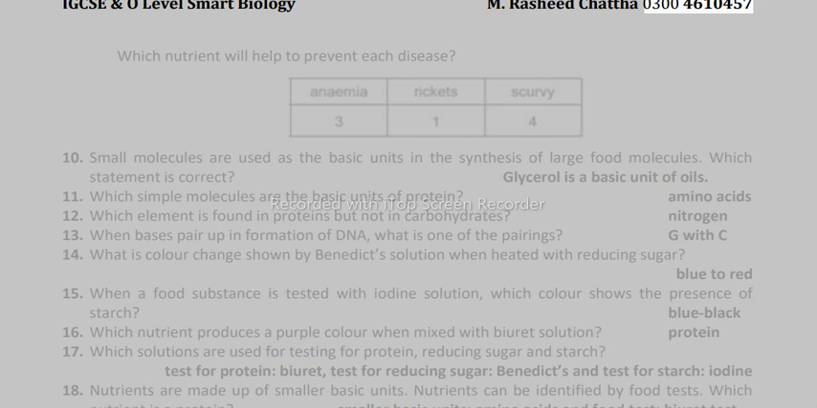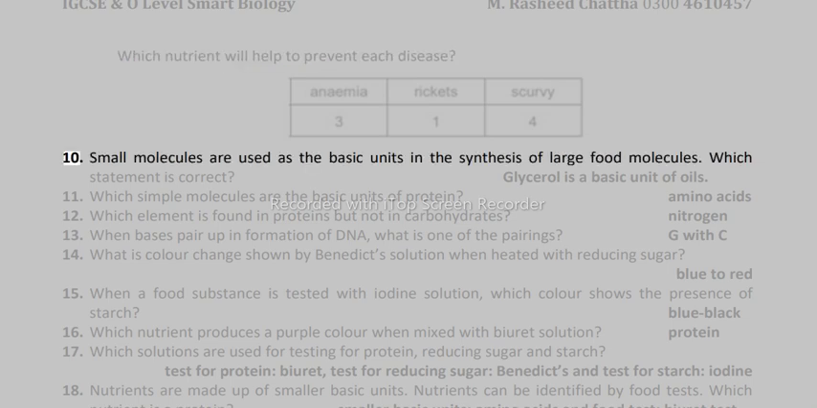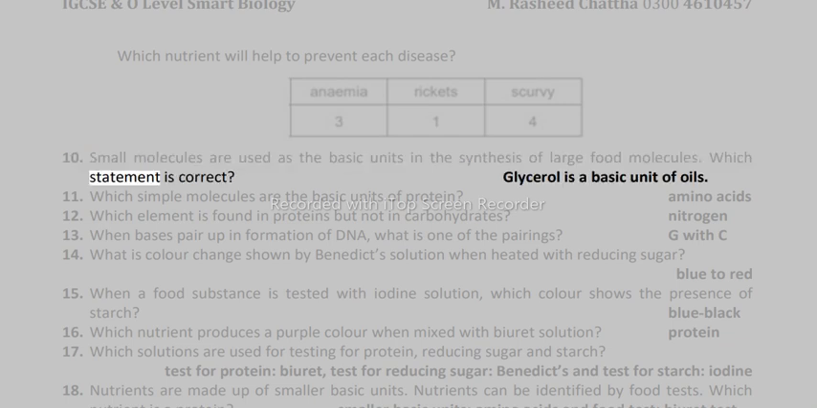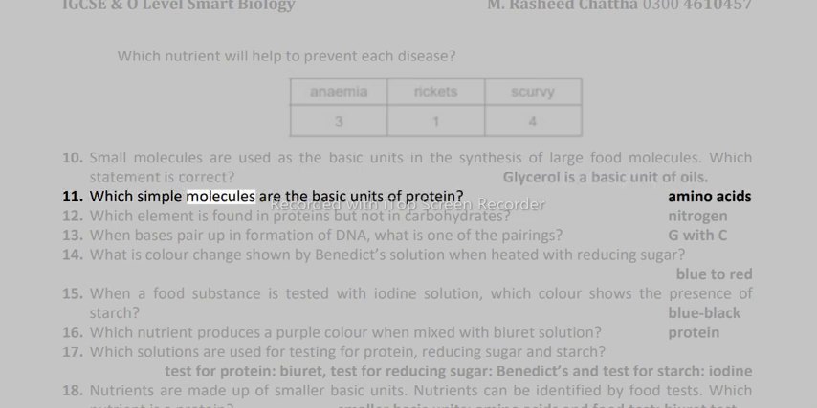Which nutrient will help to prevent each disease? 10. Small molecules are used as the basic units in the synthesis of large food molecules. Which statement is correct? Glycerol is a basic unit of oils. 11. Which simple molecules are the basic units of protein?